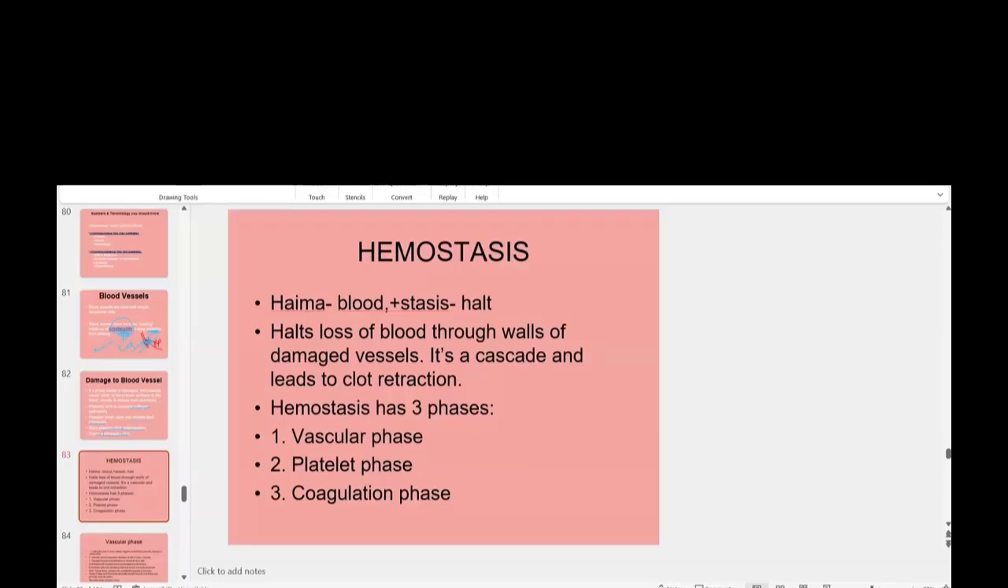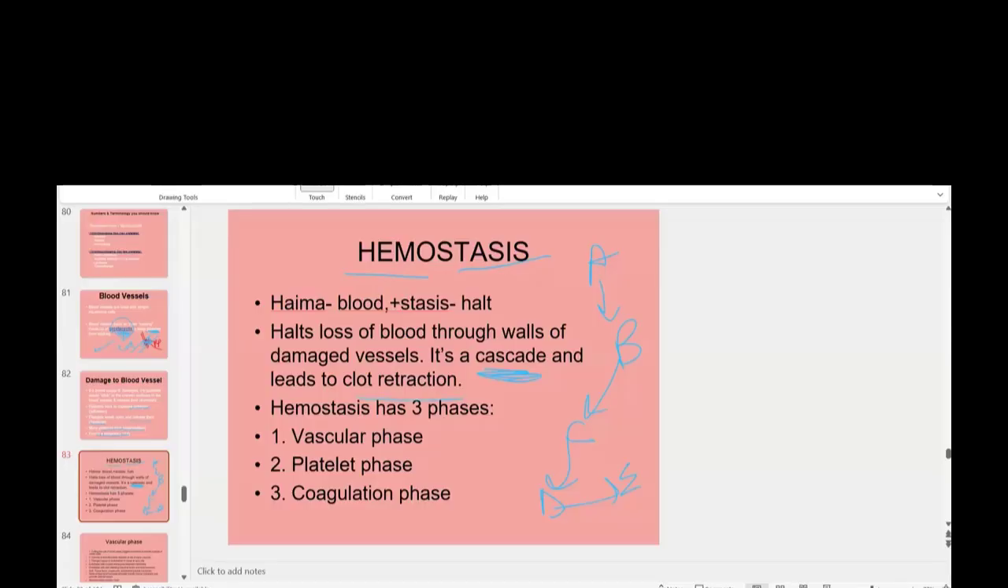Hemostasis. The word hema or hemo means blood, and stasis means to halt or stop the blood flow. So it halts the loss of blood from the walls of the damaged vessels. And it's a cascade. What is a cascade? A cascade is a chain reaction, step by step. A activates B, B activates C, C activates D, D activates E, and that is a cascade, or chain reaction. Ultimately, it leads to the formation of a clot, followed by clot retraction, once the work is done.